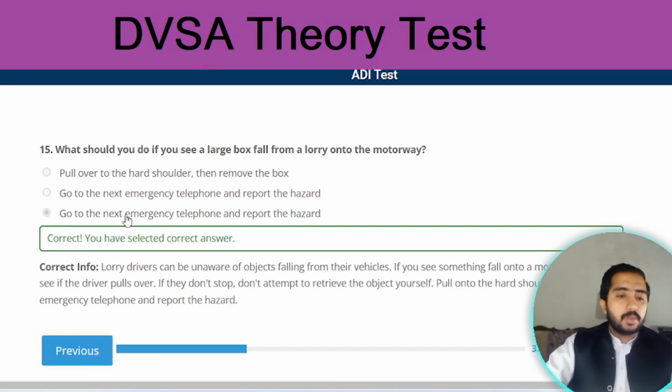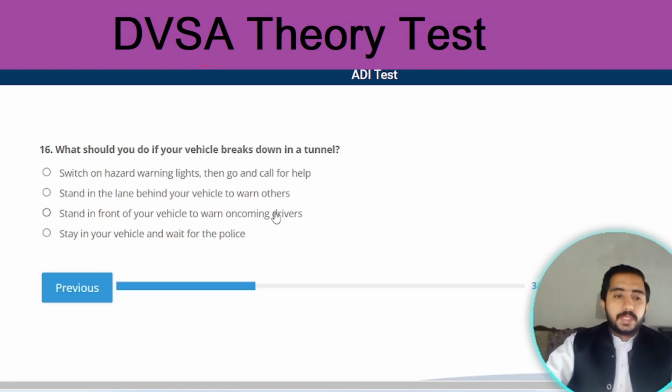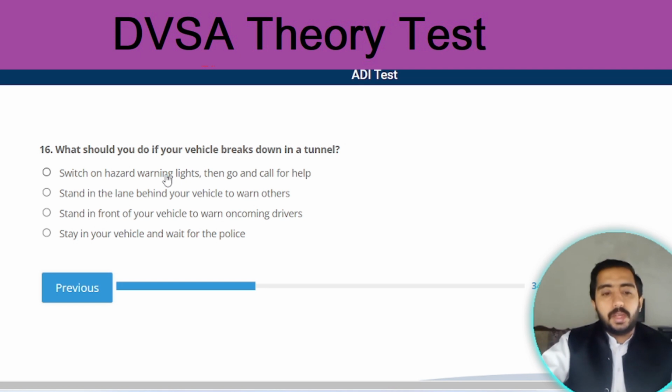The correct option is go to the next emergency telephone and report the hazard. The correct option is option C. Next question. Question number 16. What should you do if your vehicle breaks down in a tunnel? If your vehicle breaks down in a tunnel, then switch on hazard warning lights, then go and call for help. Option A is the correct one.